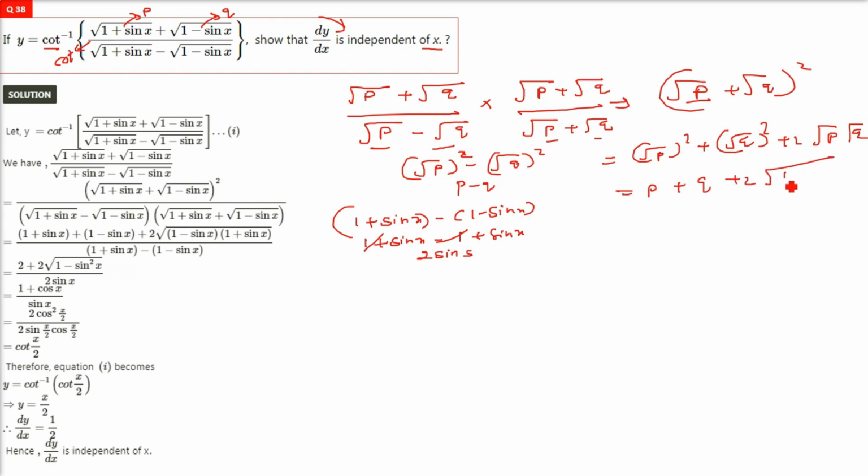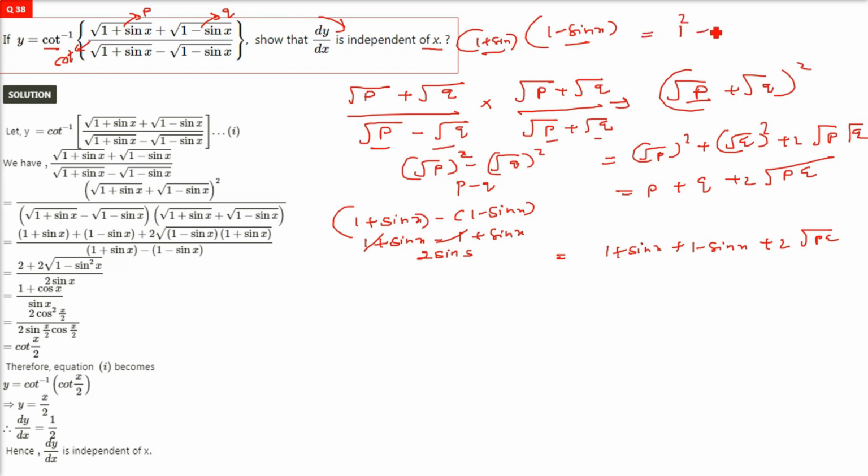So this under root p into q, that we will just solve. P plus q is what? 1 plus sin x plus 1 minus sin x. This is p plus q. And plus twice of under root pq, I will just do it. So this 1 minus sin x and 1 plus sin x, let us multiply this. P was 1 plus sin x and q was 1 minus sin x.